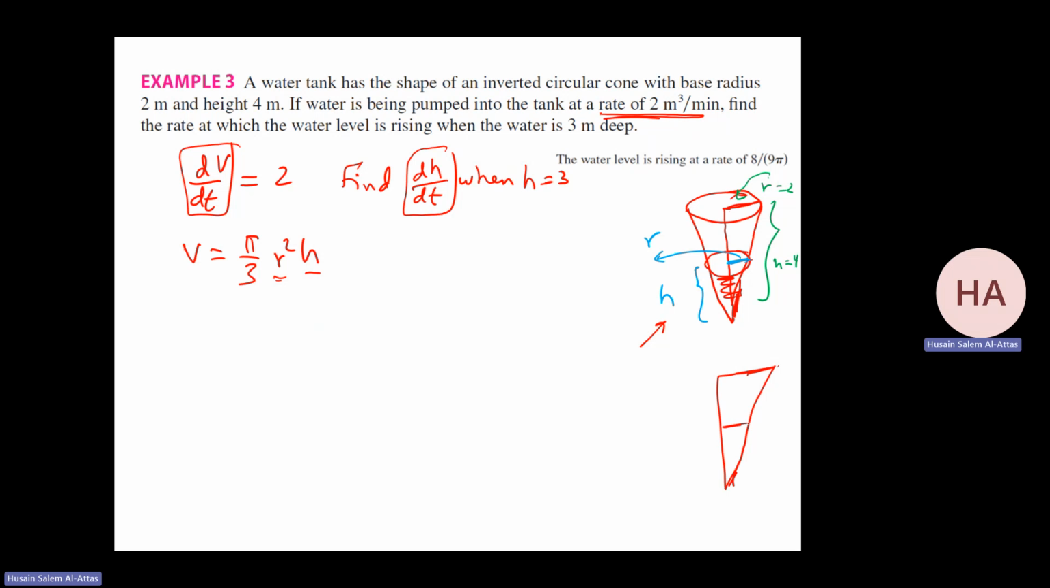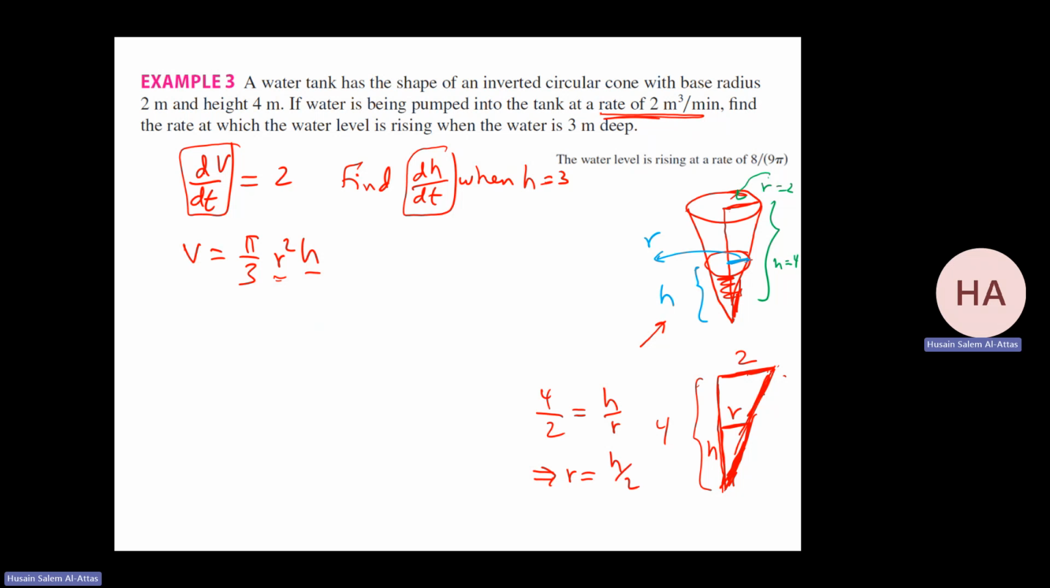We have two triangles. This is the base r, which is 2, this is small r. All of this is 4, and this is h. So I have similar triangles. I have the big triangle and the small one. This is the small. So from there, I get a relation between r and h, so I get rid of r. So I have 4 over 2 equal h over r. In other words, r will be h over 2.